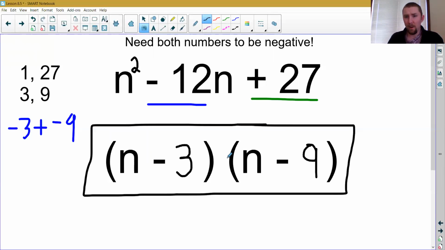If you have questions about how we are factoring these quadratic trinomials, it is important to remember this only works the way we're doing it if there's no number in front of the squared part. But if you have questions, please reach out to me at some point.